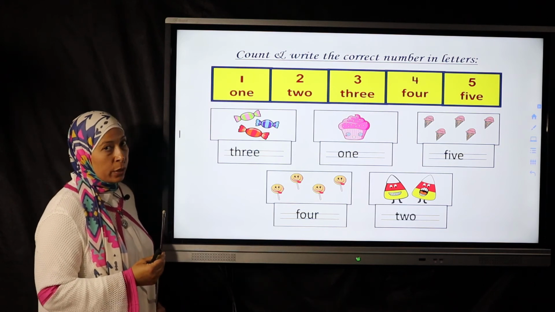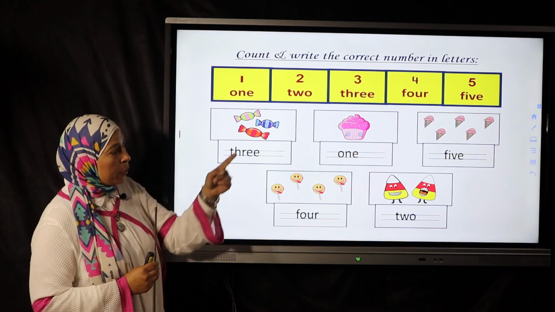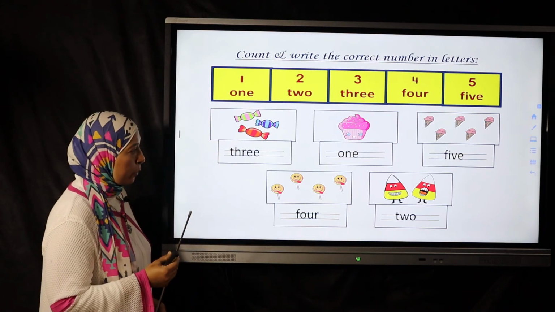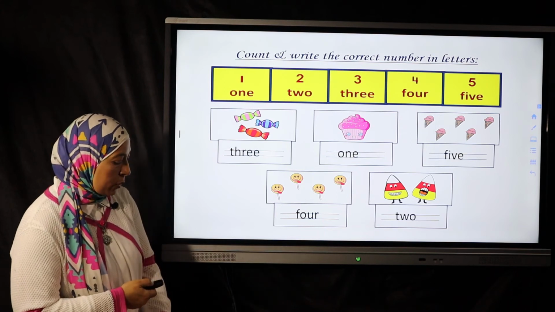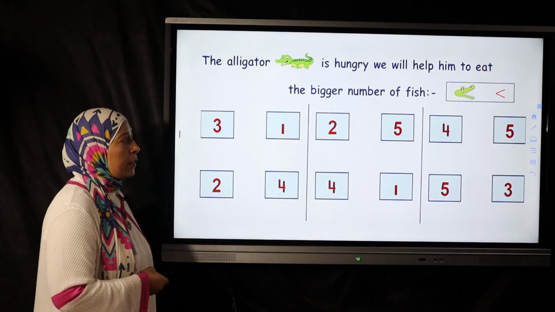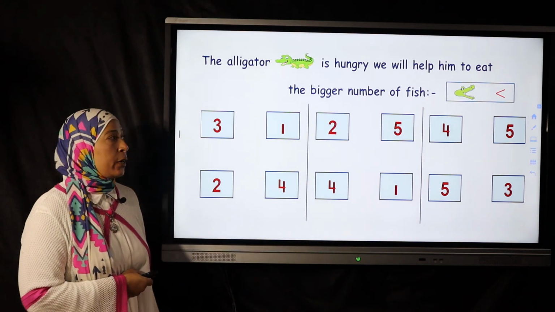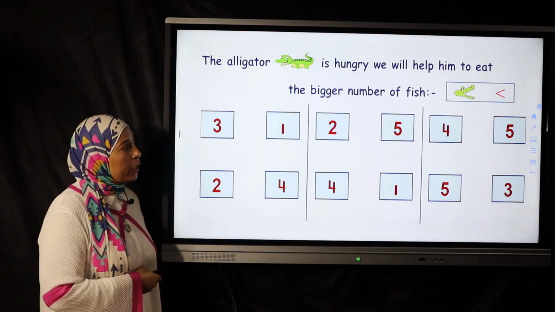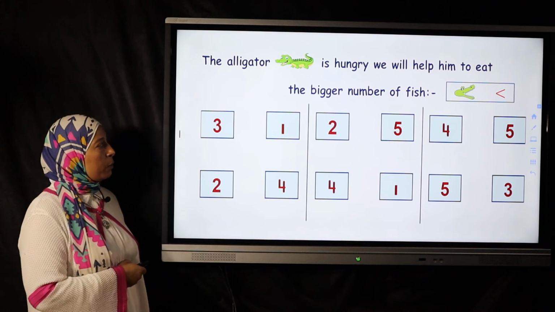Okay, if you still cannot write the numbers very well, you can just look up there and write them, but you have to study them very well. Okay, let's move to the next one. The alligator again. You still remember? The alligator eats what? Eats the bigger number. The alligator eats the bigger number. He opens his mouth to the bigger number.